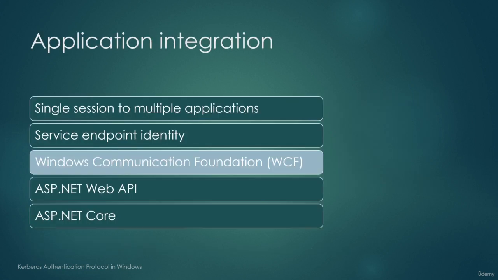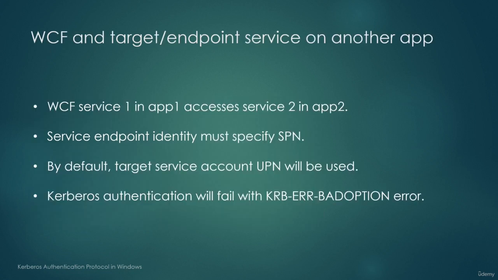Let's see the requirements for specifying service endpoint identity in Windows Communication Foundation, Web API, and .NET Core services. If a Windows Communication Foundation Service 1, which runs in Application 1, makes a call to a Service 2, which runs in another application, we need to specify the target or endpoint identity using its SPN. Otherwise, by default, the UPN of the service account which runs the target service will be used as the target service identity, and Kerberos authentication will fail with a bad option error.